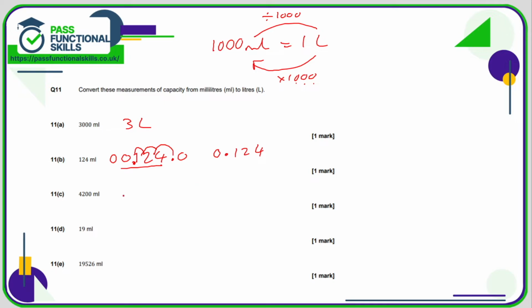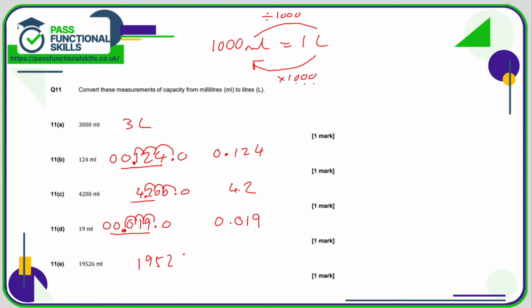And for C, we want to do 4,200 divided by 1,000, which is 4,200.0. And again, move the decimal point 3 positions to the left. 1, 2, 3. That will give us 4.2. 19, I'll write as 19.0. Again, put a few zeros in front so I can move the decimal point 1, 2, 3 positions. So therefore the answer is 0.019.